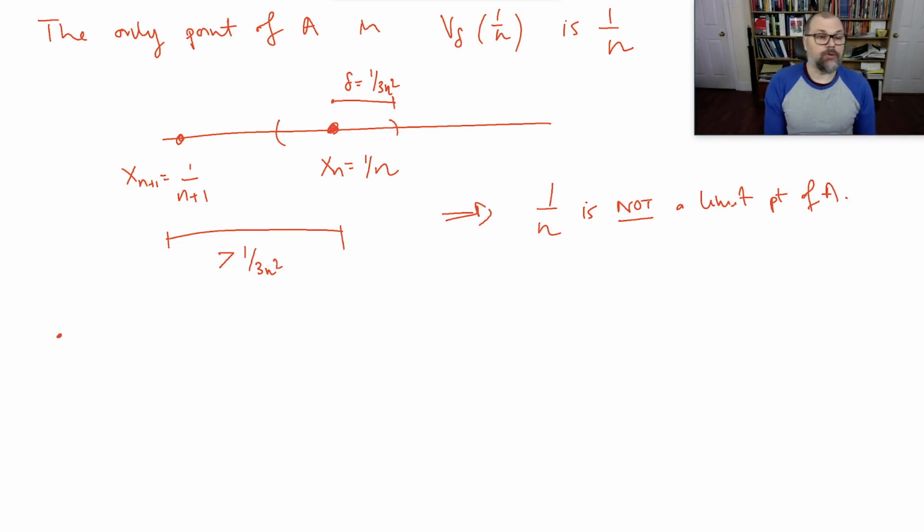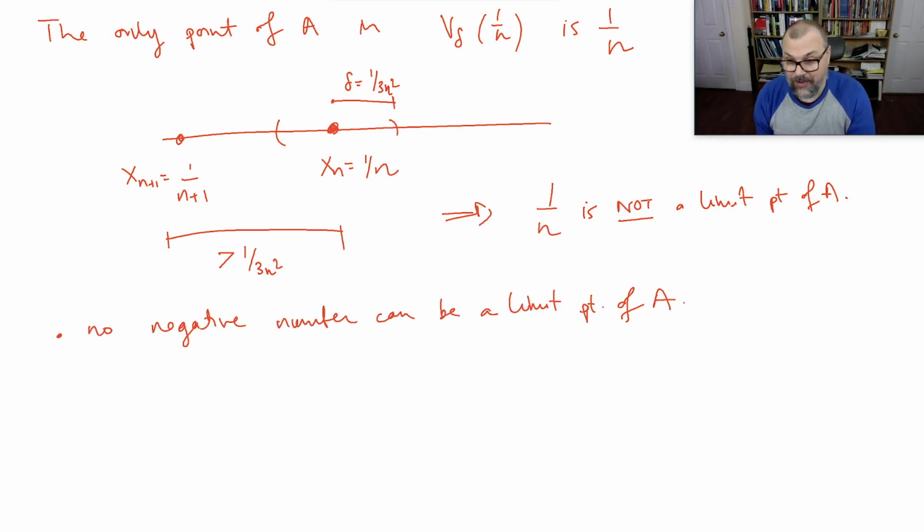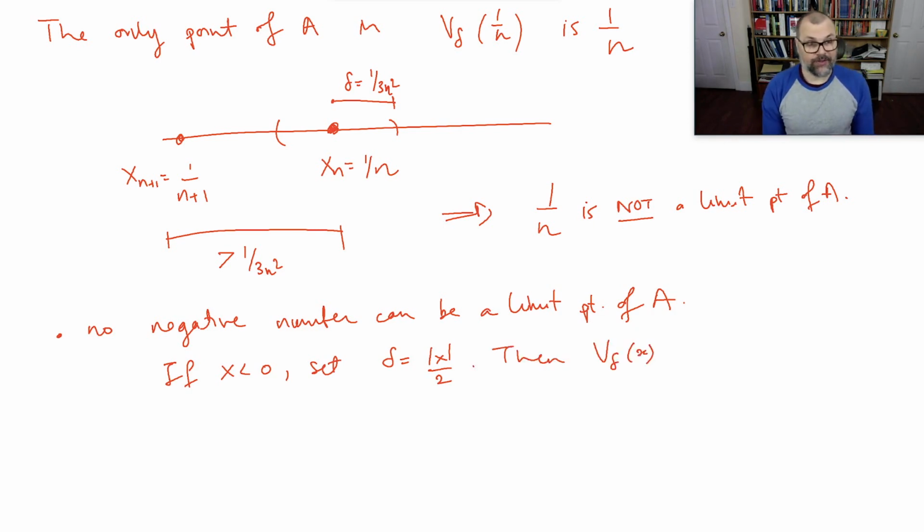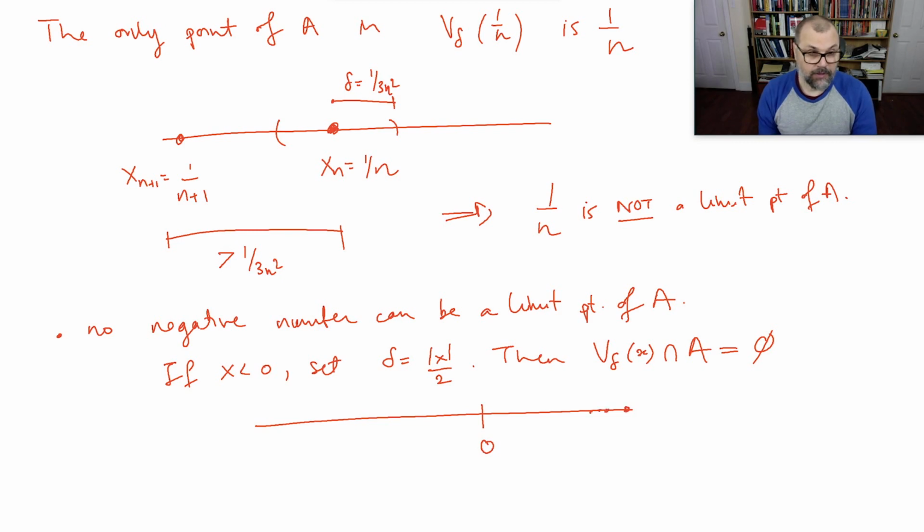Well, is it possible for a negative number to be a limit point of A? Say no. No negative number can be a limit point. Say x is smaller than 0, and pick as a radius half of the absolute value of x. Then the neighborhood around x of radius delta contains no points in A. Indeed, there's 0, there's a bunch of points in A, there's a point x which is negative. I pick a radius which is half of the absolute value, which guarantees that this neighborhood is entirely contained in the negative half of the real axis.